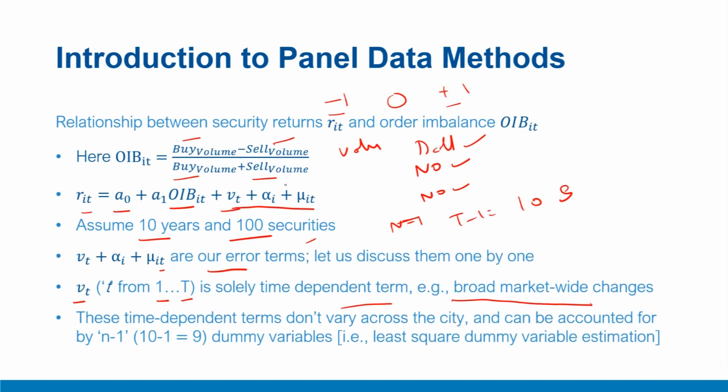But what is this Vt? This Vt is the average of all those influences that are not varying across individual securities but they are varying over time, so sort of trending with time, and it is the average effect of all those changes for a given period.